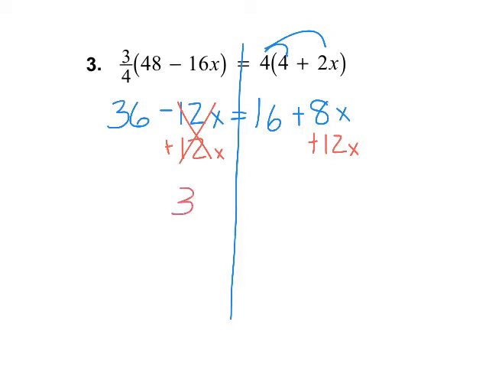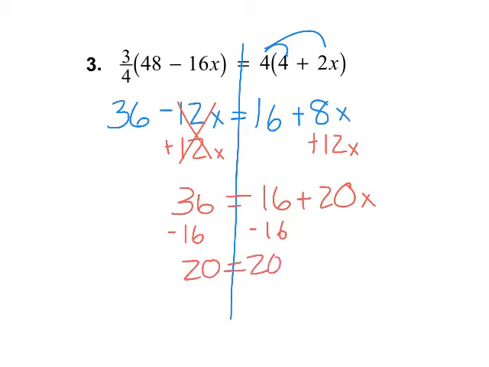So I'm left with 36 equals 16 plus, 8x and 12x makes 20x. Whichever side I take variables to, I have to take numbers to the opposite side. So I'm going to subtract 16. If you did it the opposite way, that's fine. So I get 20 equals 20x. I divide, and I get x is 1.